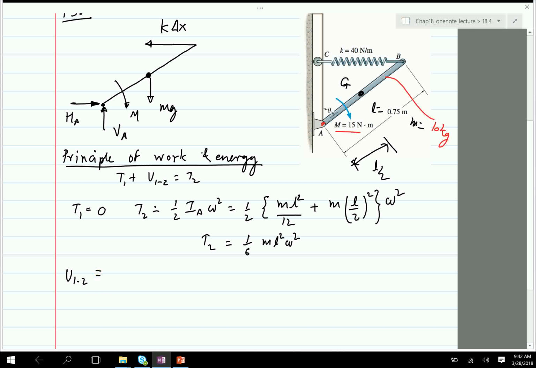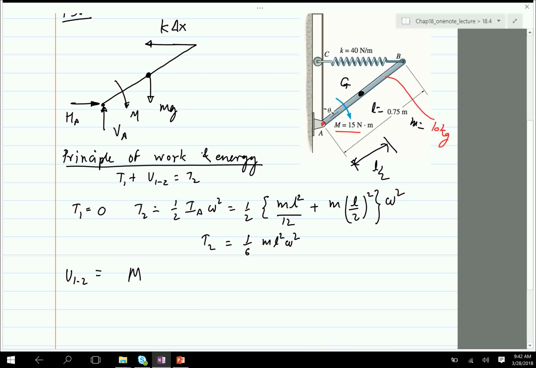U12 is the work done due to external forces. So external forces there are 5 forces: H, V, capital M, small mg, and then K delta X. The work done due to HA, VA is 0 because A does not move. So we only need to find the work due to the other 3 forces. Let's set that up one by one.